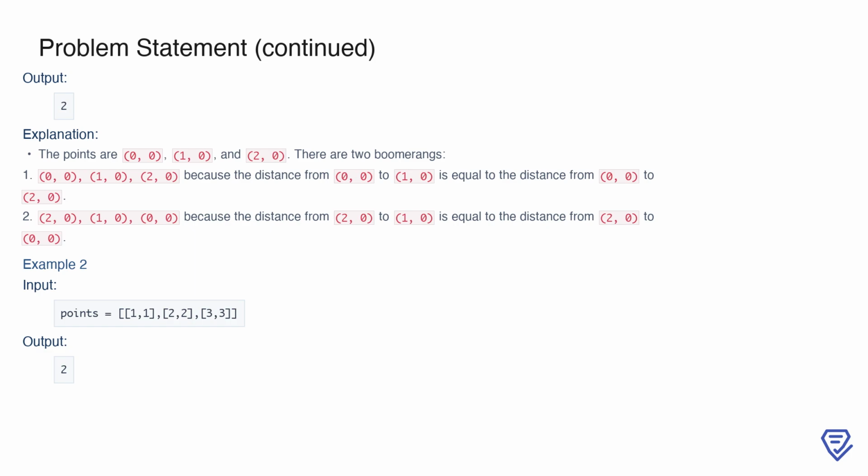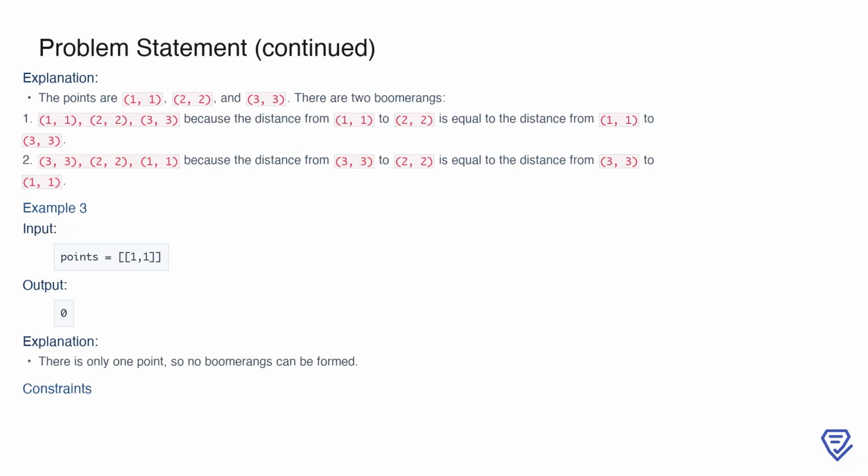In the second example, the input points are [1,1], [2,2], and [3,3]. Again, we can form two boomerangs based on the same logic as before, and the output is also 2. To elaborate further, the two boomerangs are as follows. The first is formed using the points [1,1], [2,2], and [3,3], where the distance from [1,1] to [2,2] is equal to the distance from [1,1] to [3,3]. The second boomerang is formed with the points [3,3], [2,2], and [1,1], where the distance from [3,3] to [2,2] matches the distance from [3,3] to [1,1].